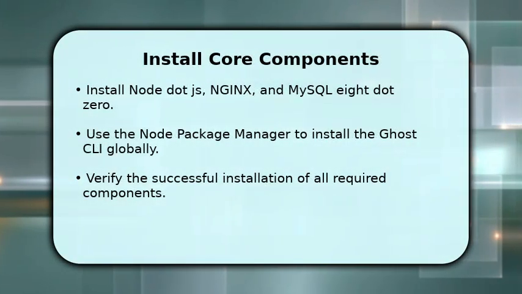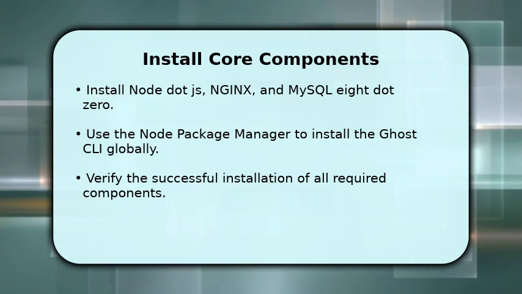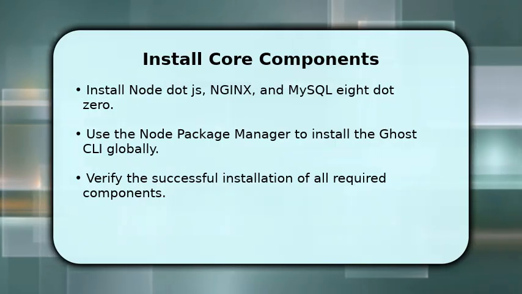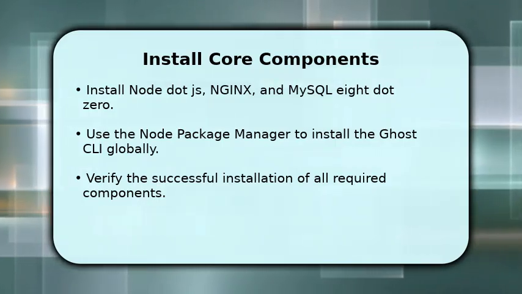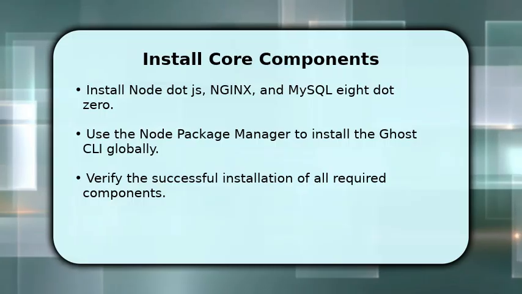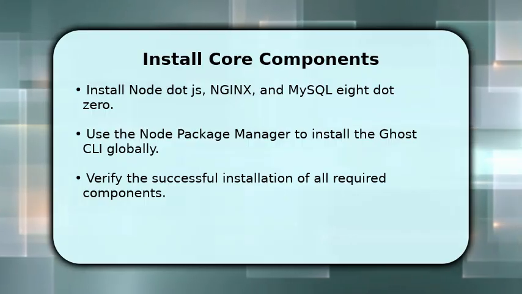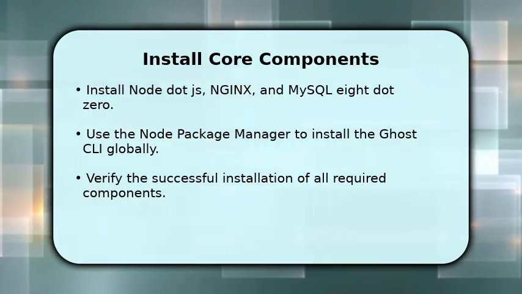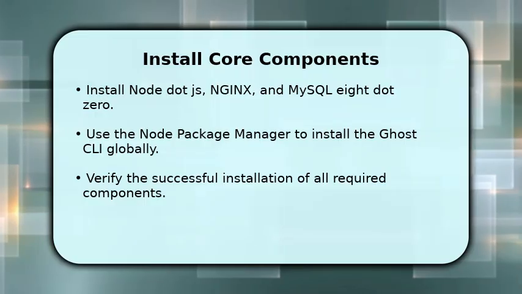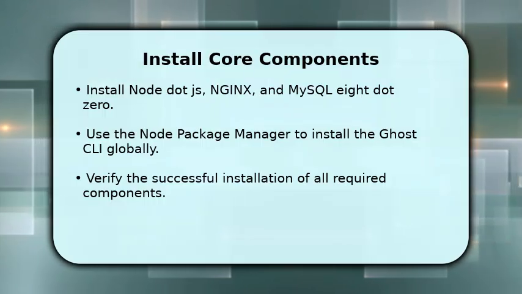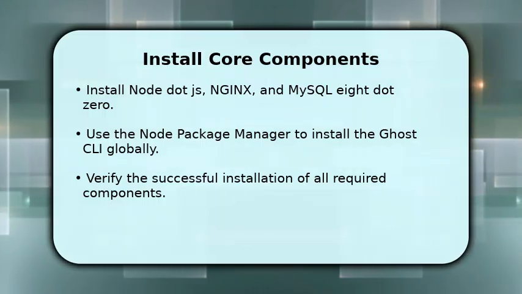Next, we'll install the essential software. Begin by installing Node.js, Nginx, and MySQL 8.0 on your server. These are crucial for Ghost to function correctly. After that, use the Node Package Manager, or NPM, to install the Ghost command line interface globally. This tool simplifies managing your Ghost instance. Always confirm that all components are installed successfully before moving on.